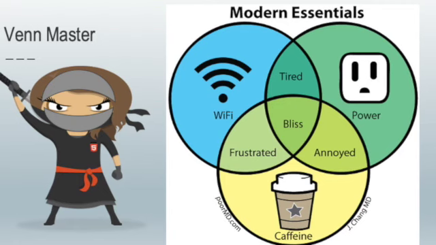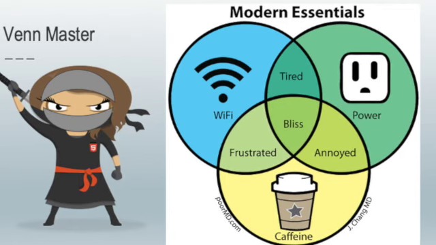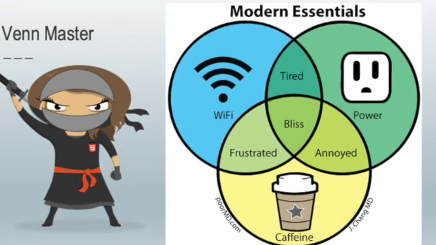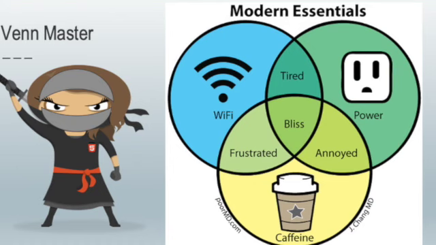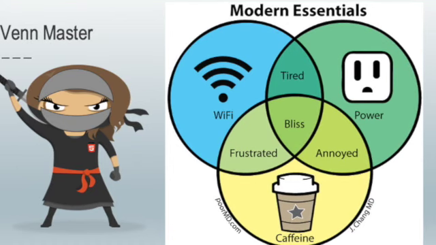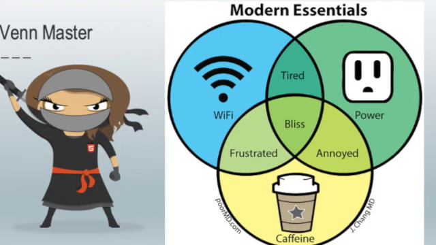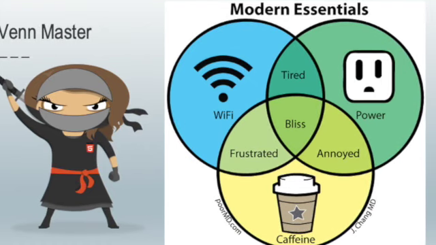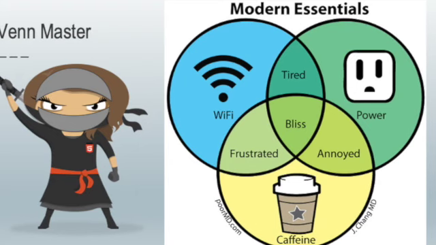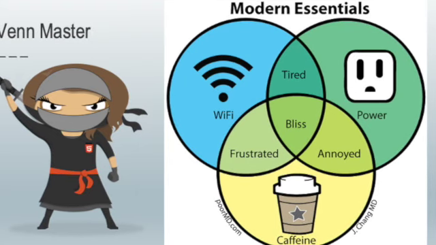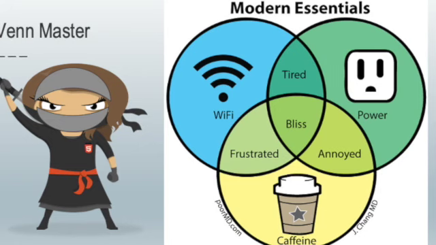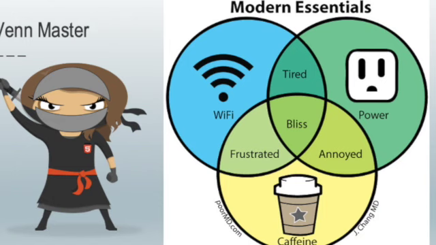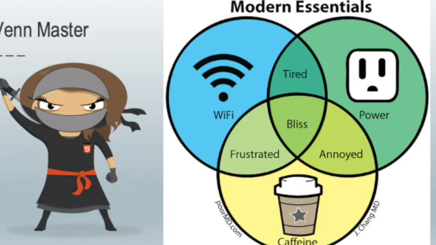If you have power and caffeine and no Wi-Fi, you're annoyed, right? You go to a place and you sit down and you're going to try to do a little work and they don't have Wi-Fi. On the other hand, if you have Wi-Fi and caffeine but no power, then you're frustrated because your laptop dies and you've got no power source to plug into, so the Wi-Fi doesn't do you any good. And then of course outside those dimensions, there's the world that has none of these things. But this is sort of a way to understand.